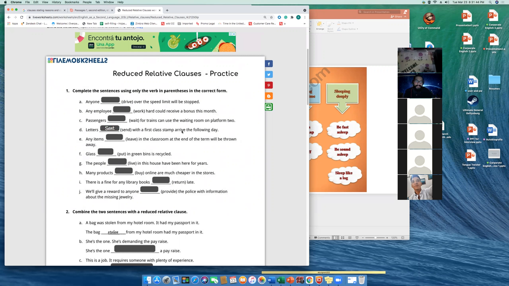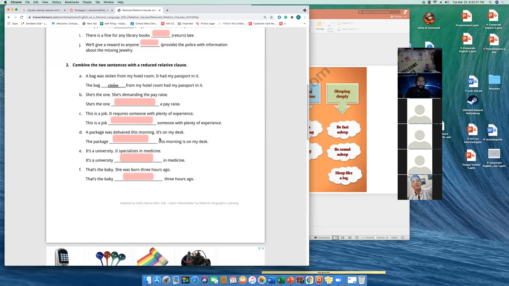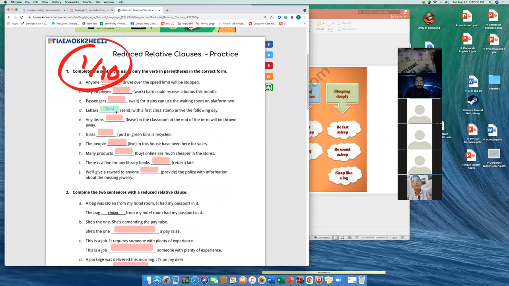Well, because of the way the sentence is formulated. What they're asking for here is: the letters that are being sent with a first class stamp arrive the following day. Now, the letters being sending does not really fit into the way the sentence has been structured. So let's give it an example, right? We used sending already, and it gave us a wrong answer. So we're taking the word send, and we're going to use sent as in past, and see how that works.